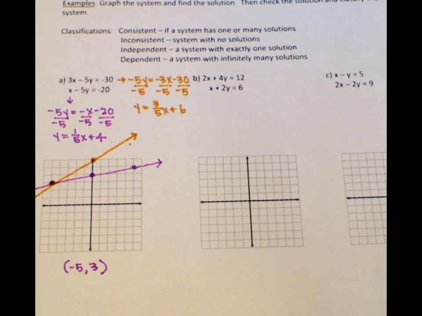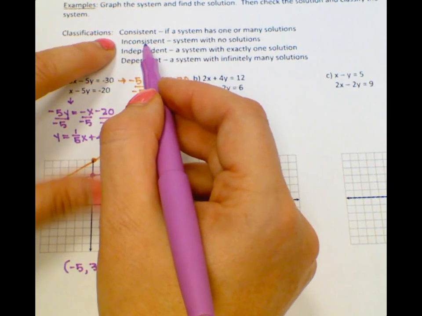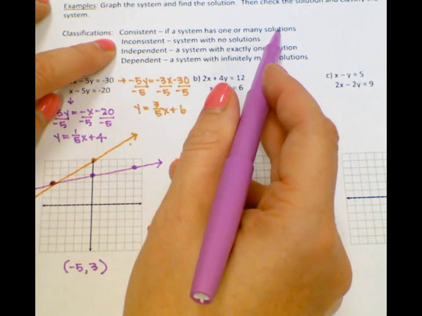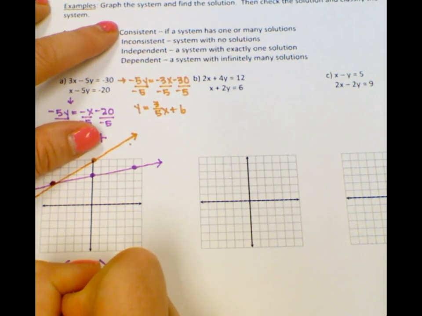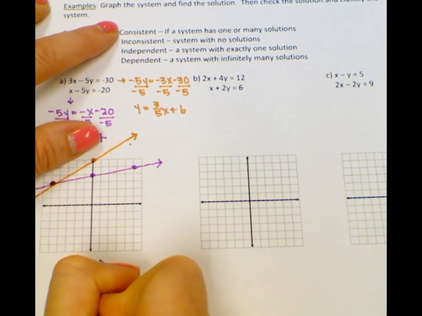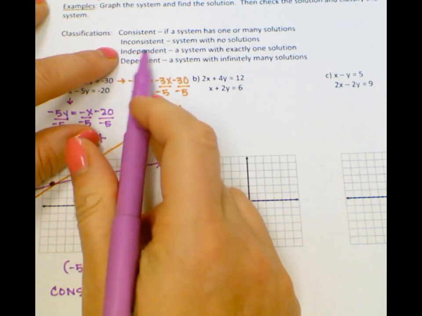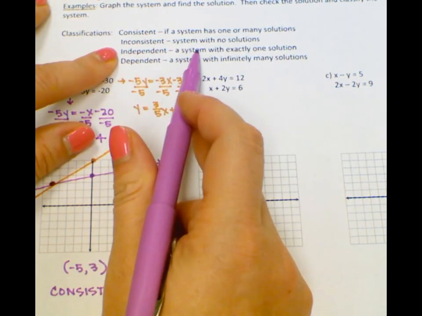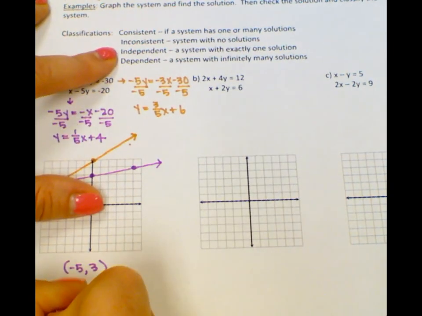Now, let's classify it. So, is it consistent or inconsistent? Is it one or many solutions or no solutions? Yes, one or many. So it is consistent. Now let's look at the other two. Is it independent or dependent? It has one solution or infinitely many? Good, one, independent.